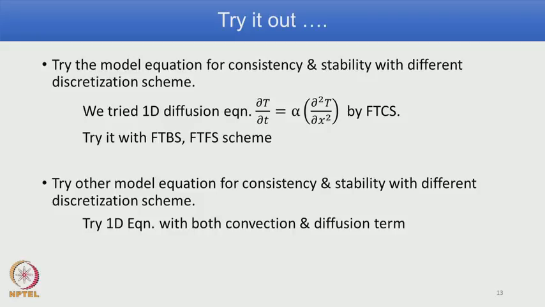For example, try a 1D equation, we have considered only the diffusion, you can actually include convection also as given here, dou u by dou t equal to minus a dou u by dou x plus alpha times dou square u by dou x square. This particular equation specifically is called Burgers equation.